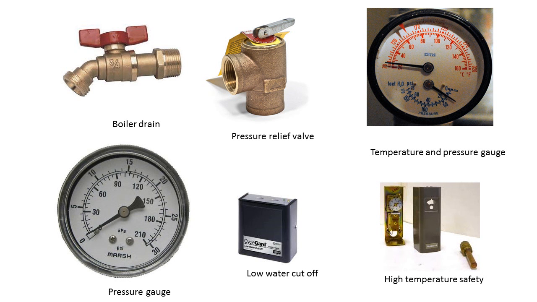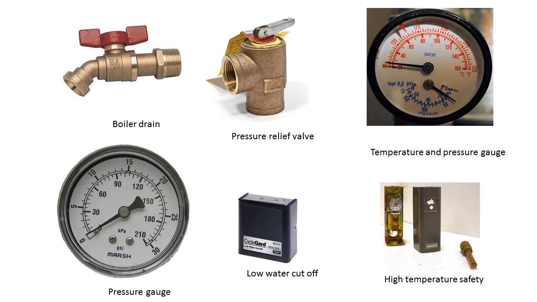The common parts you will find on a steam and forced hot water boiler are a boiler drain, pressure relief valve, low water cutoff, a pressure gauge, and a high limit control. All of the parts except the boiler drain, pressure gauge, and temperature pressure gauge are safety devices. The safety devices are used to ensure the boiler operates in a safe manner. The boiler drain is there so you can easily drain the boiler of water if the need should arise.